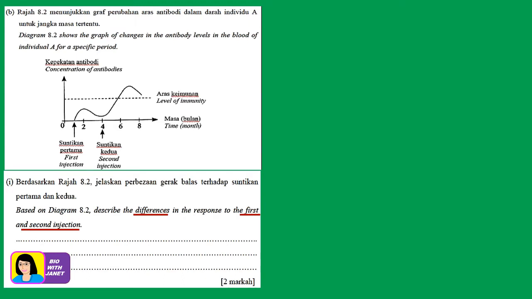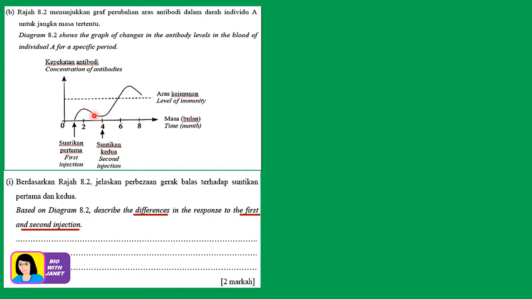Question B. Diagram 8.2 shows the graph of changes in the antibody levels in the blood of individual A for a specific period of time. So this graph shows you the concentration of antibodies against time after the first injection and second injection of a substance. So what is the substance?